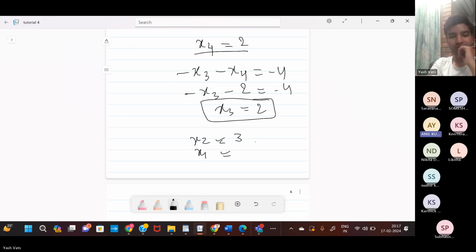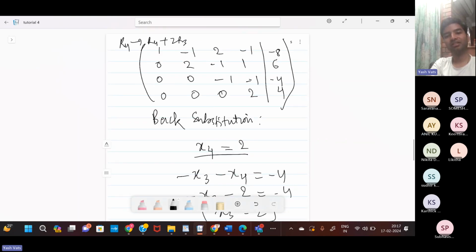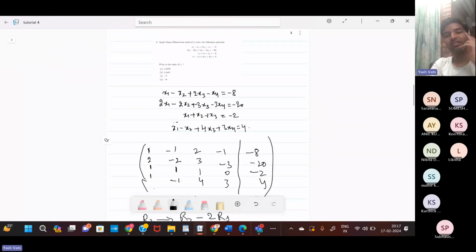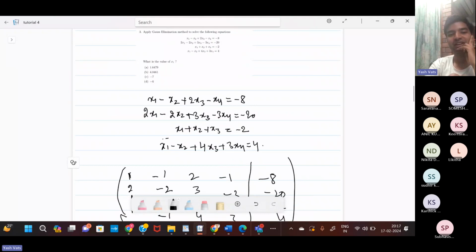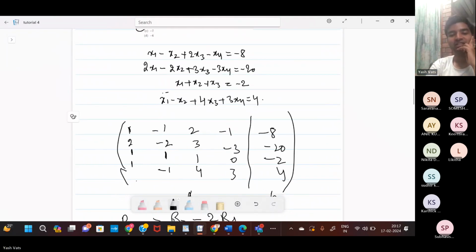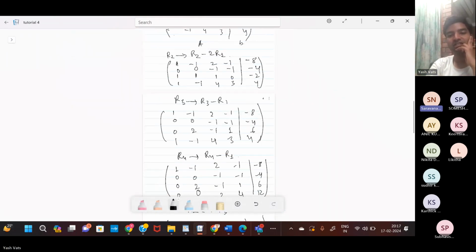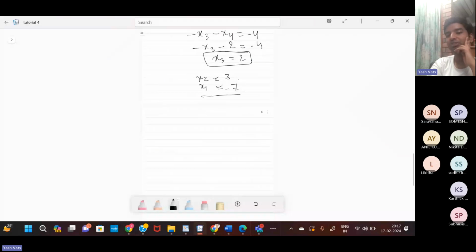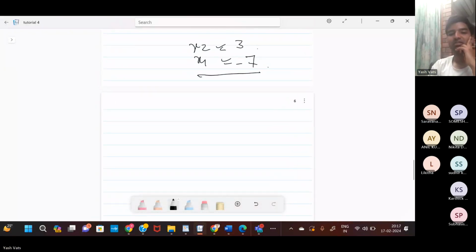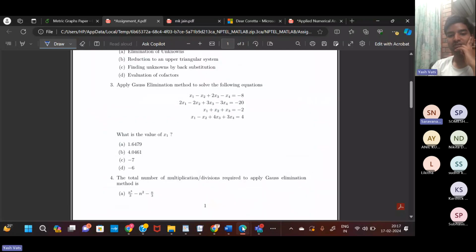Sir, x1 is, I think, minus 7 from my side. Okay. Yes, maybe this option is correct. Anyone else? Minus 7 is right. So you know how to use Gauss elimination method, right? Let's go to another one.